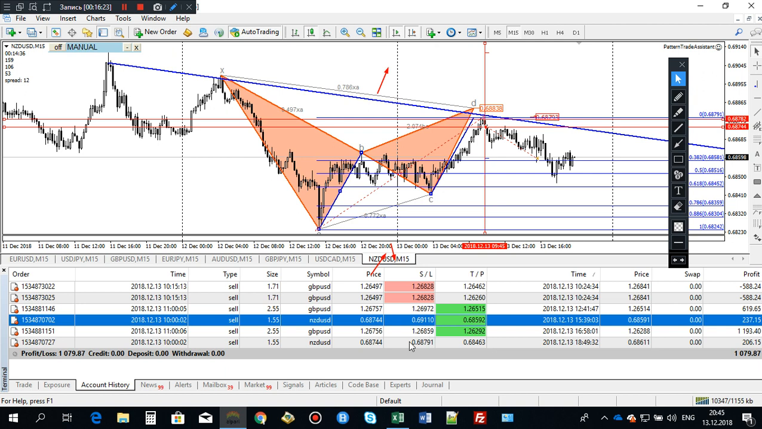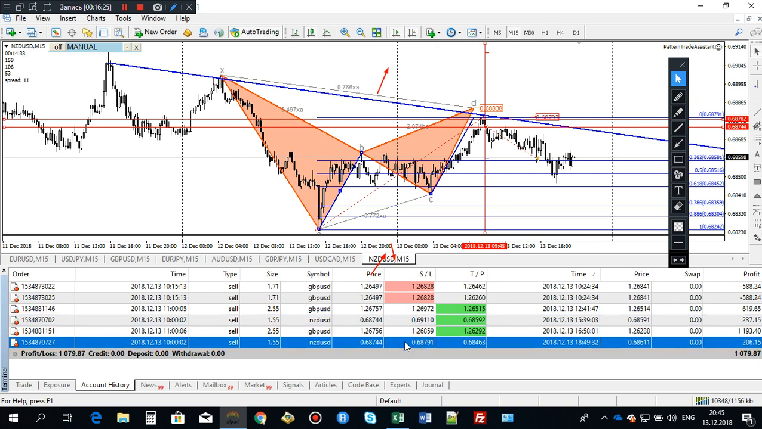Okay, and the second part of the position was closed here. So you can see after a while it was closed at this candle. The second part of the position. This was New Zealand dollar trading for today.